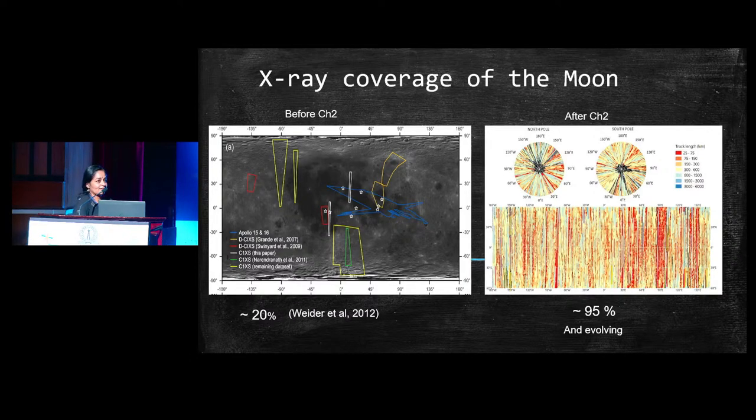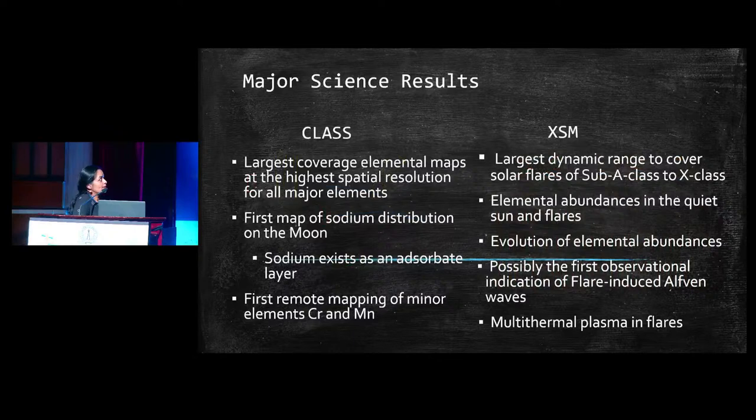Putting that in a plot, what you can see is, before Chandrayaan 2 went up, this was the coverage in X-rays of the moon. All these blocks show what was covered in X-rays by all the missions put together, and it's about 20%. Today, with Chandrayaan 2, you have almost 95% coverage. So the major science results: we have the largest coverage elemental maps at the highest spatial resolution for all the major elements of the moon. That's the basic objective of the experiment, and it pretty much did that.